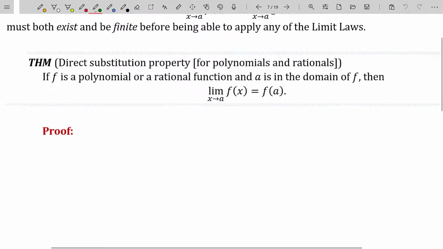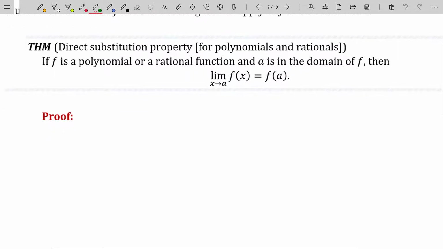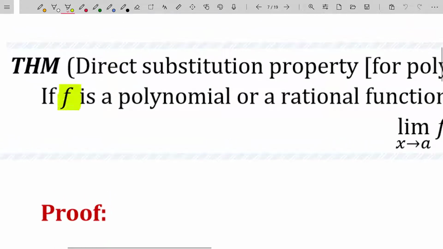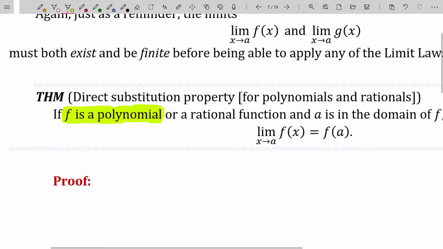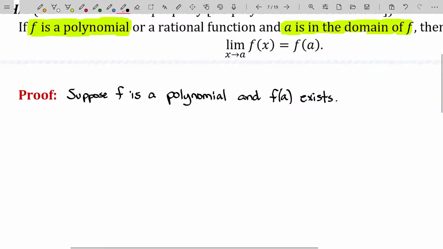So for now, we'll see this theorem for polynomials, and it actually does also go for rational functions as well. I don't have that written that way here, but this is also for rational functions. So as with any proof, you get to assume the antecedent, the if part. You get to assume that f is a polynomial. Don't assume it's rational. We're just not going to deal with that one. And we're also going to assume that a is in the domain of the function f. I shorthanded the language there. Suppose f is a polynomial and f at a exists. That means the same thing as a is in the domain of f.